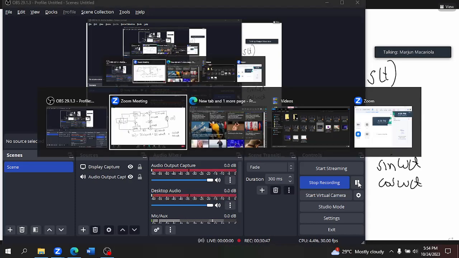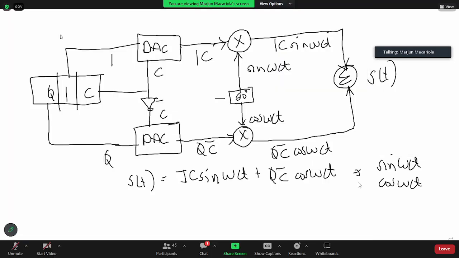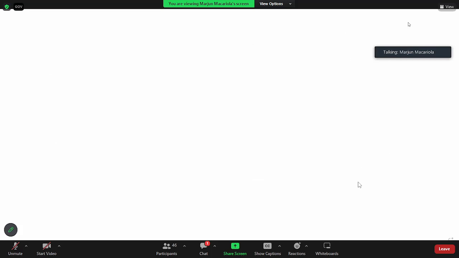Totoo ba? Okay. So we now have the output signal S of T, which is equal to IC sine omega CT plus QC not cosine omega CT. Okay. So as I've told you a while ago, we have 8 possible input combinations. Okay. So para mas madali nating matutunan or ma-solve yung ating inputs, then isolve natin isa-isa yung 8. So again, ang tanong dyan ay, draw the truth table, constellation diagram, and the phasor diagram.